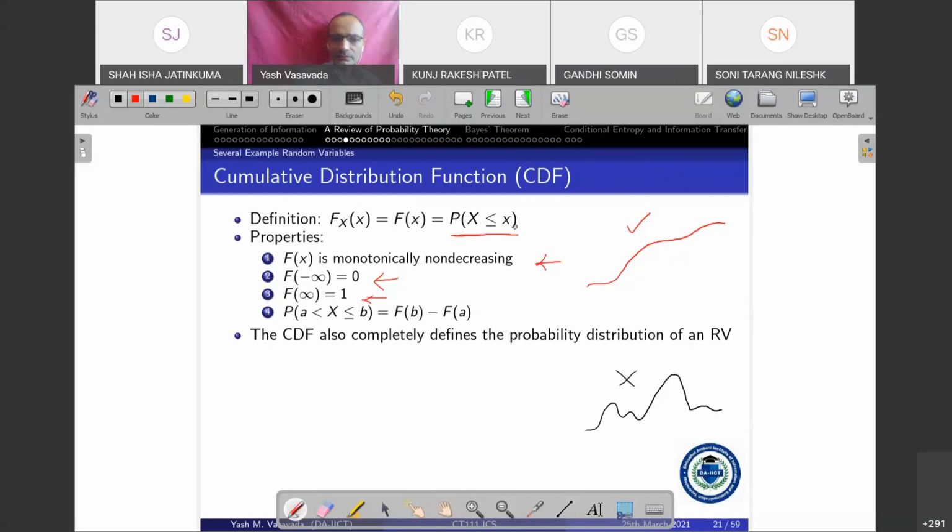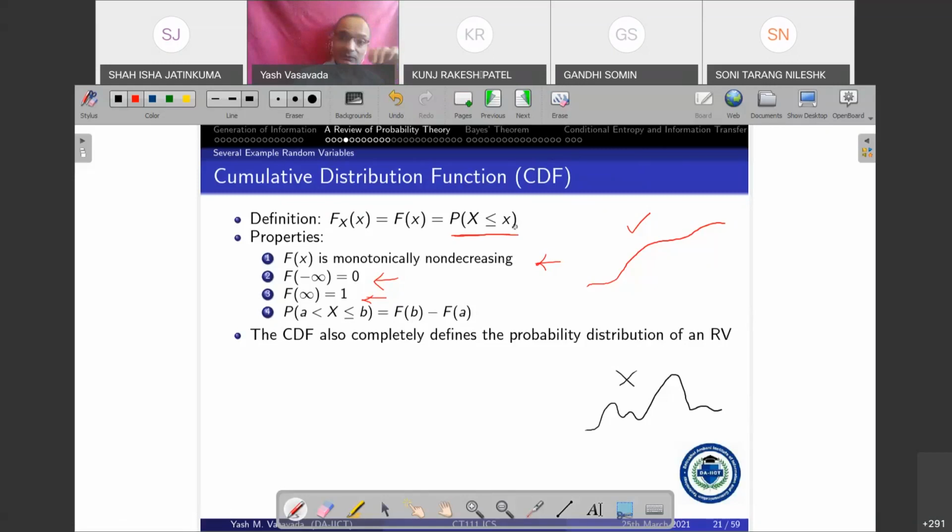Sir, for f of infinity, we are checking the probability for all random variables x less than infinity. This is true for all x. So if you sum all the probabilities, it will be 1. And for minus infinity, we cannot get any random variable that is less than minus infinity, so we are not getting any probability.